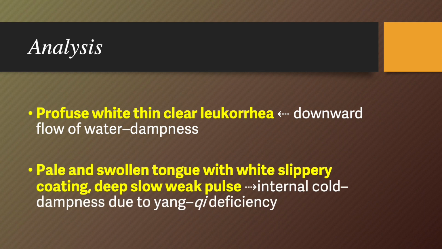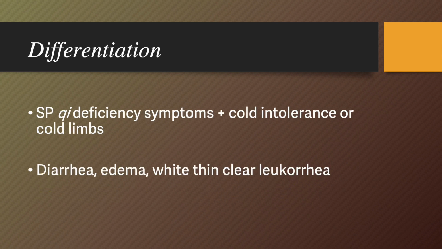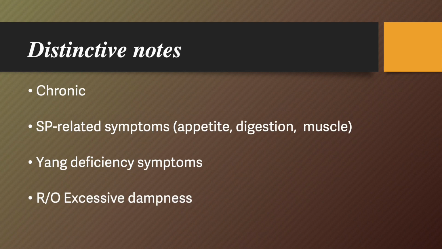A pale and swollen tongue with a white slippery coating and a deep, slow, weak pulse are typical signs of internal cold dampness due to yang qi deficiency. This pattern can be identified by spleen qi deficiency symptoms coupled with cold intolerance or cold limbs. However, spleen yang deficiency can cause other accompanying symptoms such as diarrhea, edema, or white, thin, clear leukorrhea. The distinctive points of this pattern include a chronic duration, spleen-related symptoms such as appetite, digestion, and muscle, and yang deficiency symptoms. Also, excessive dampness needs to be excluded.